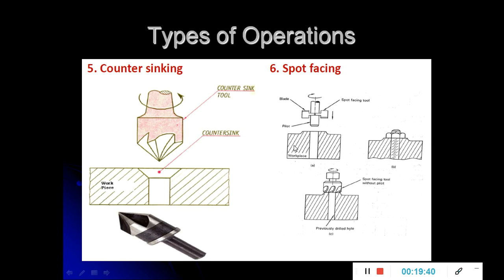So the workpiece is held securely in the machine vice. The spot facing tool is going to touch the surface of this workpiece which is already drilled, and whatever burrs remain here are going to be removed so that the nut and bolt can be fitted cleanly. There is no space that remains between this surface of the workpiece and the nut and bolt.